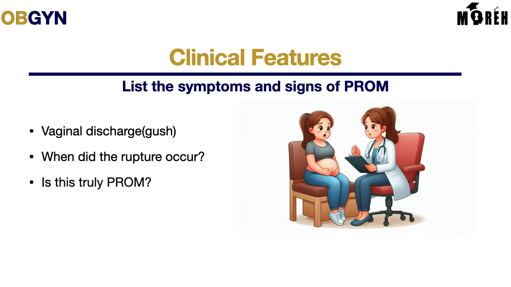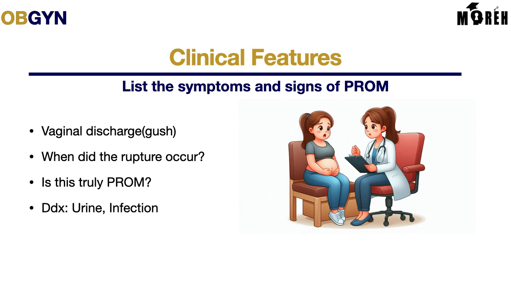Another question that you would want to find out is, is this really PROM? Some of your differentials can be, one, urine. Maybe the patient has incontinence, especially in the last trimester, because the weight of the baby is pressing on the bladder. But the difference is that the urine may be smelly and may have a different color.